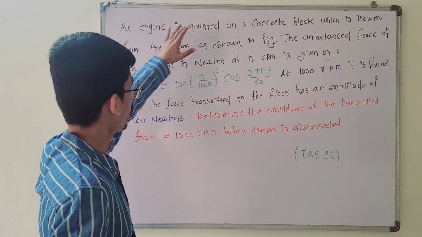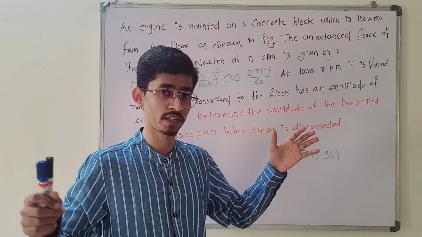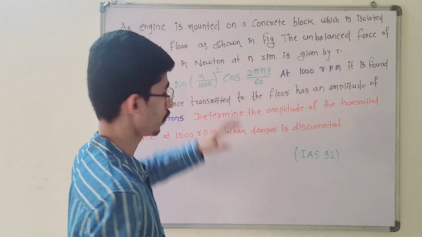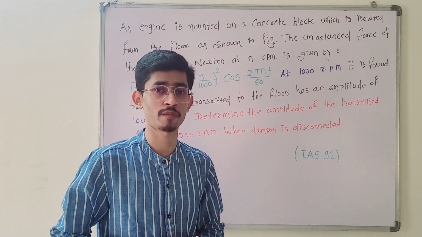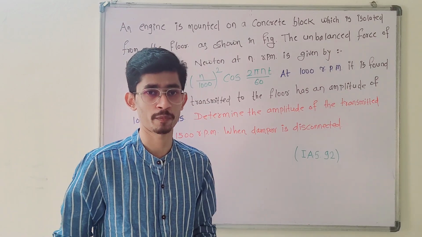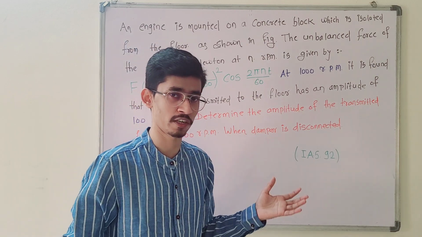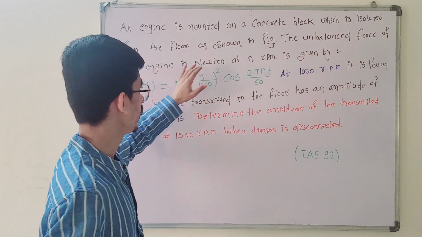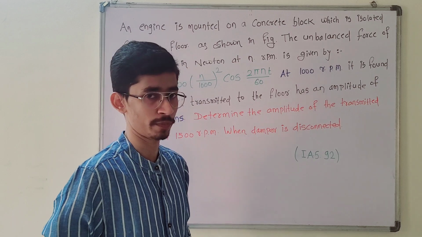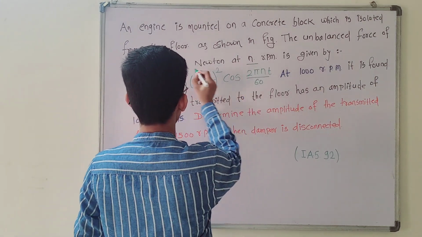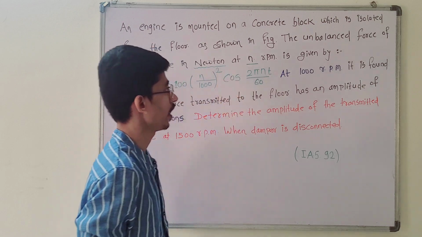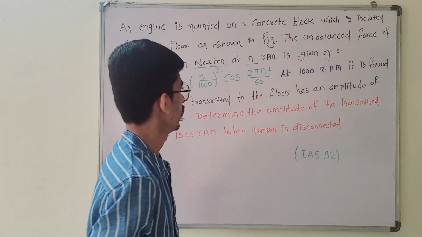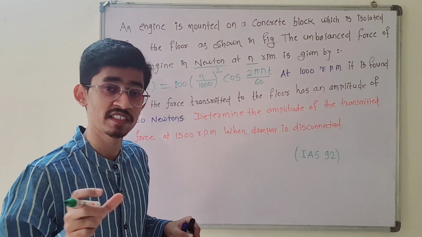An engine is mounted on a concrete block. So one heavy engine is there, and that engine is mounted on a concrete block which is isolated from the floor. Obviously this heavy engine is isolated from the floor with the help of springs or dampers, and we will look at the figure also. Again, the unbalanced force of the engine in Newton at n rpm. So n stands for rpm here. Whenever there is an n term, it belongs to the rotational speed, or rpm. So this unbalanced force f of t is given in terms of a function.